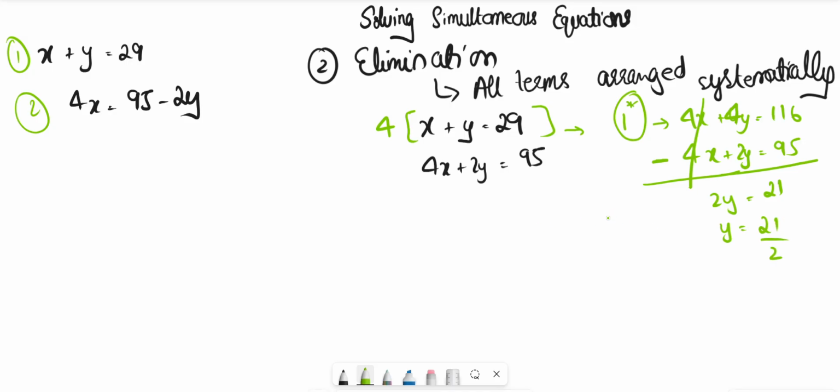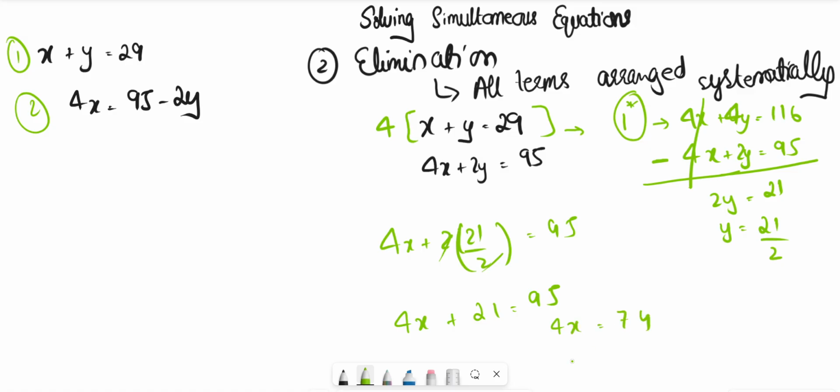Did we have the same answer when we solved this using the substitution method? We had the same answer, right? Absolutely, we had the same answer. If we were to input these values, we would get 4x plus 2 into 21 upon 2. What was the value of x again in this question? 37 upon 2. We're going to get that again, of course. 4x plus 21 equals 95, 4x equals 74, x equals 37 upon 2, as it is going to be 74 upon 4, right? Well done, amazing.